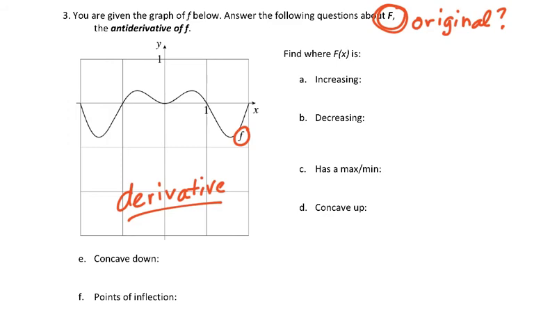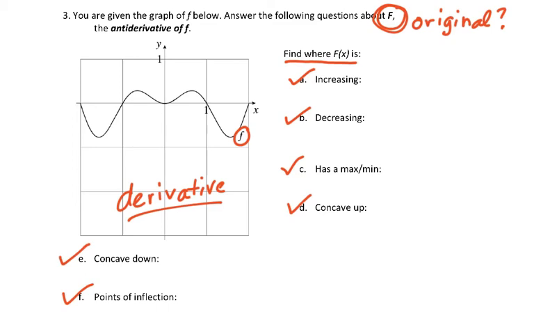So what we need to do is answer all these things about the original graph. Where's the original increasing based on looking at the derivative graph? Where is the original decreasing? Where does the original have a max or min? Where is the original concave up or concave down? Where does the original have points of inflection?